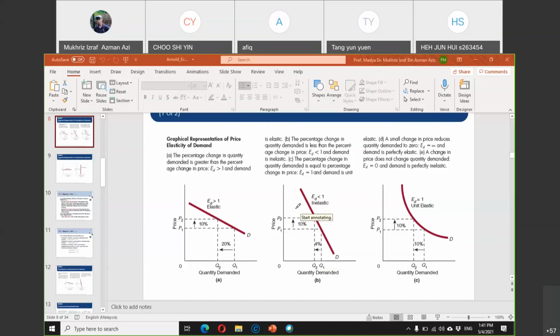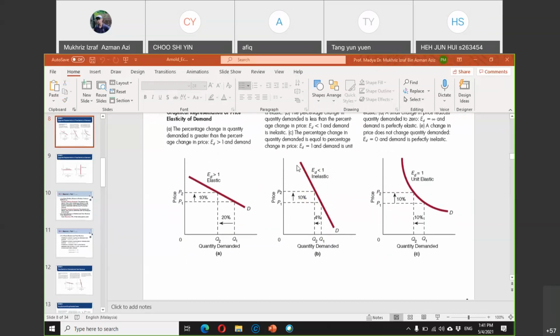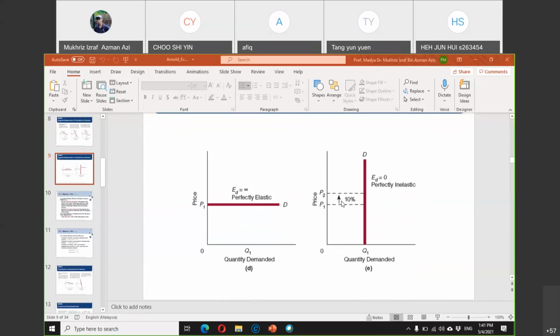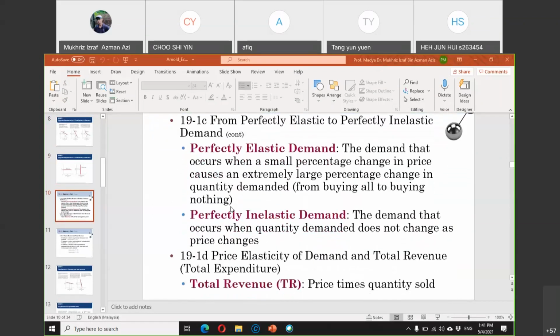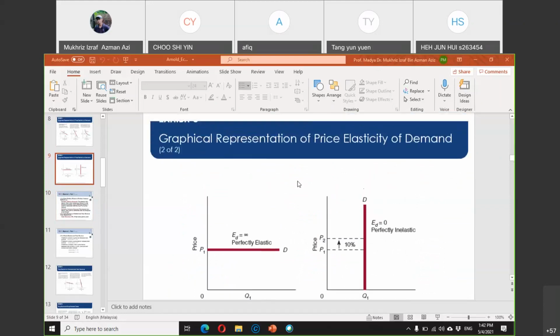So those are the two most common, elastic and inelastic. For unit elastic, I can't think of anything, because this is just in terms of theory. But the two most common ones are elastic and inelastic, and these two are the extreme cases. Then what is the relationship between elasticity of demand and revenue?